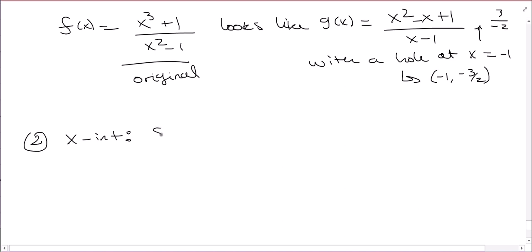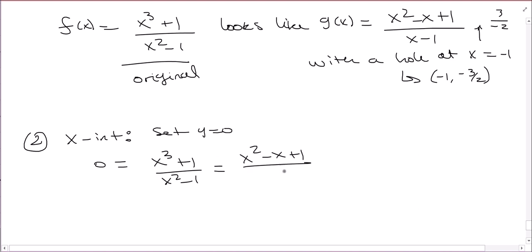x-intercepts, how do you find them? You set y equal to 0. And so when you set y equal to 0, you're going to have 0 equals x cubed plus 1 over x squared minus 1. This is the same function that, when we cancel the common term, gives x squared minus x plus 1 over x minus 1. So when is this equal to 0? And this is never 0, right? There are no two numbers that multiply to 1 and add up to -1, so it doesn't factor.